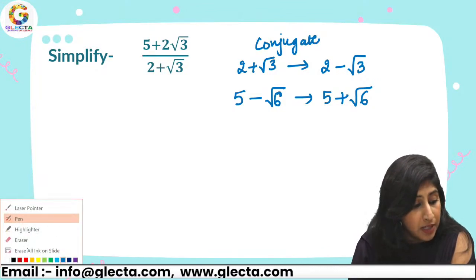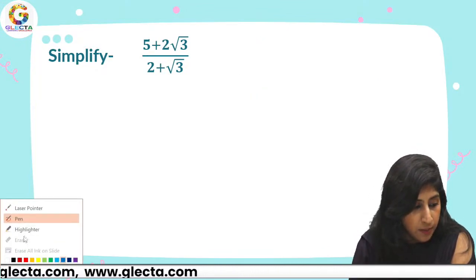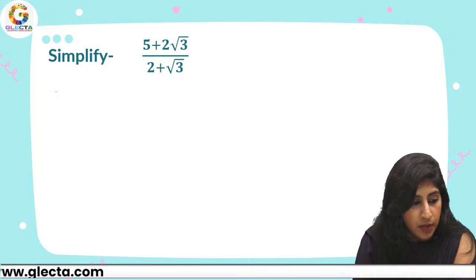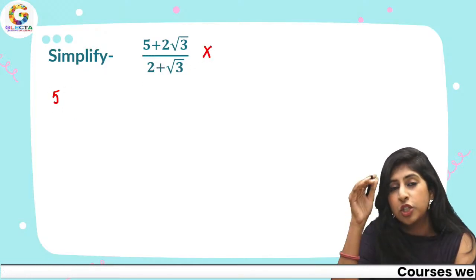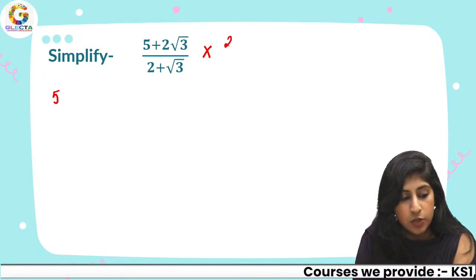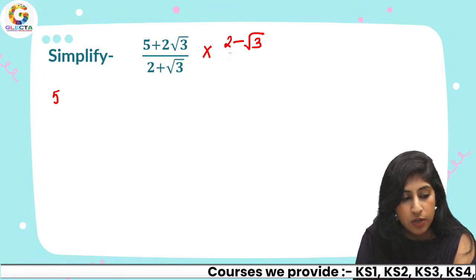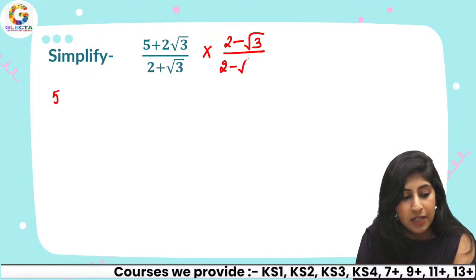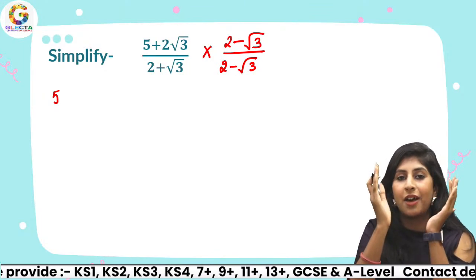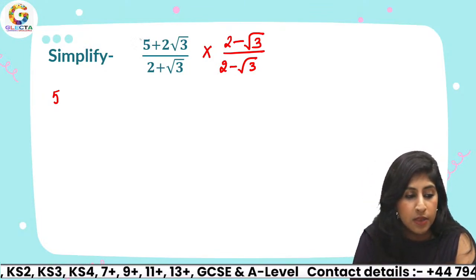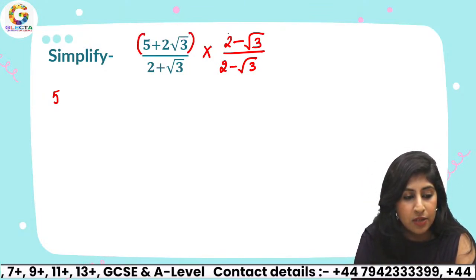So now I will multiply and divide it by that. Over here, keep everything as it is. The conjugate of the denominator is going to be 2 minus √3. So you multiply and divide by the same. Now since you're multiplying the entire numerator, this is 5 plus 2√3 and this is 2 minus √3.